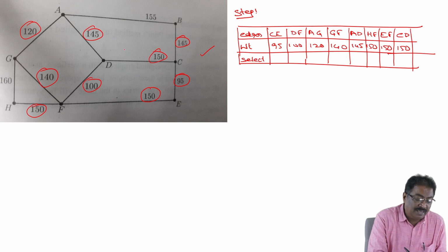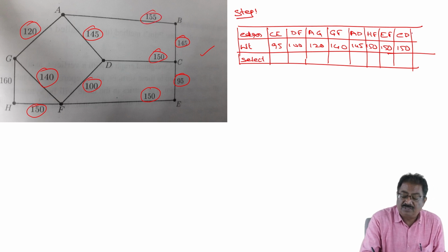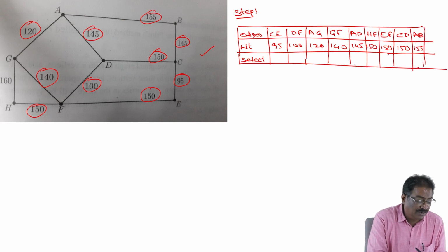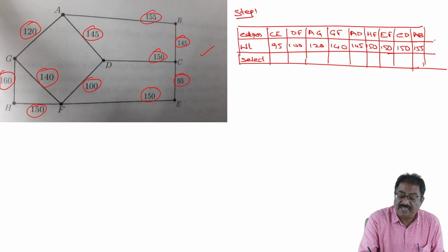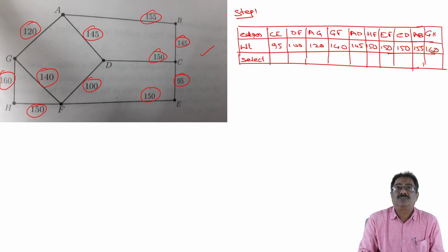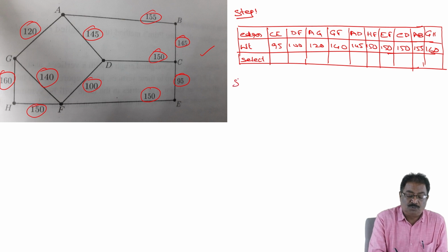Then the next one is 155. So that is AB, which is having 155. And the next one is 160. That is nothing but GH, which is 160. So step one is over. Now step two, we have to select the edges.